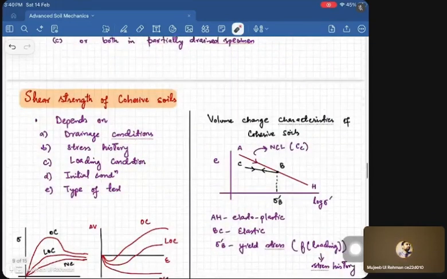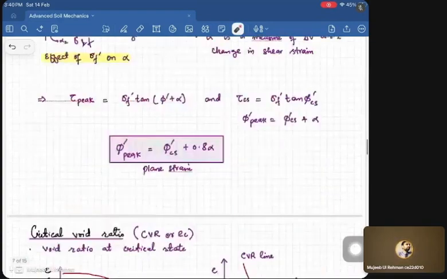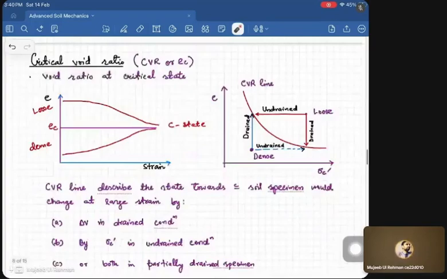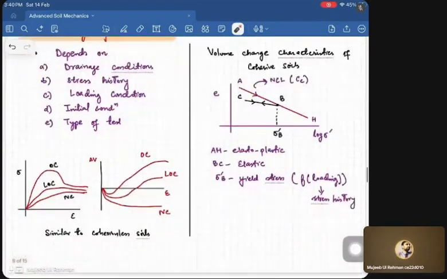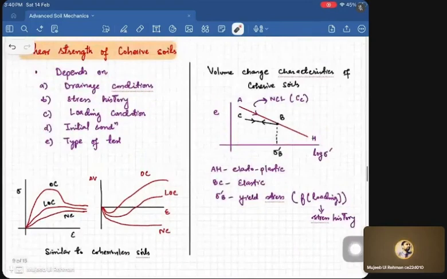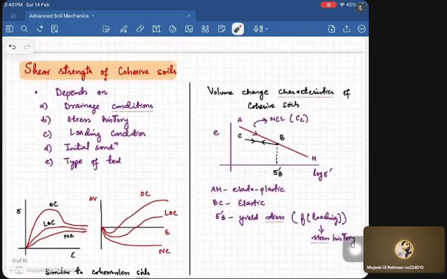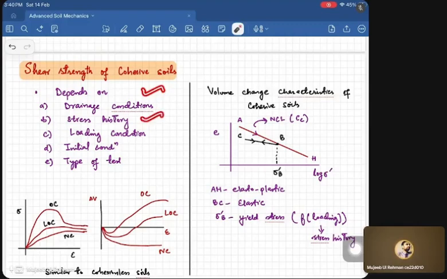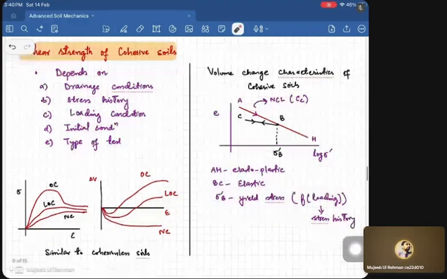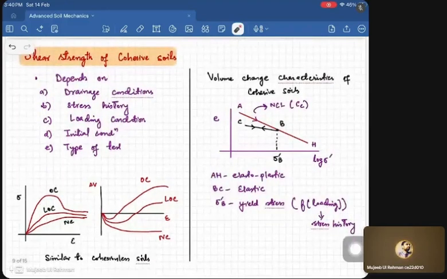Now, this whole story of shear strength was for the cohesionless soils, correct? Now how will things go for the cohesive soils, which have some kind of cementation also? The response of the soil depends on different factors like the drainage condition, stress history, loading condition, initial condition, and type of the test. Before going to the shearing part, we will first see the volume change characteristics of cohesive soils.